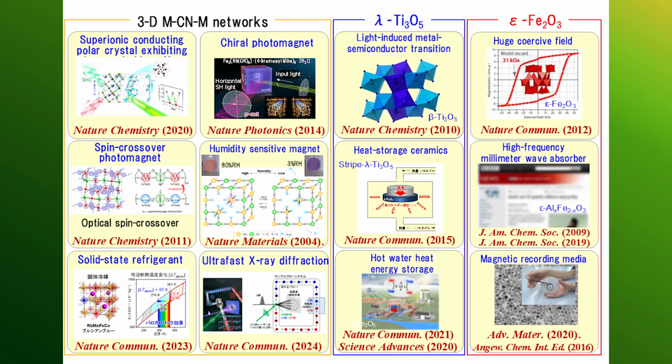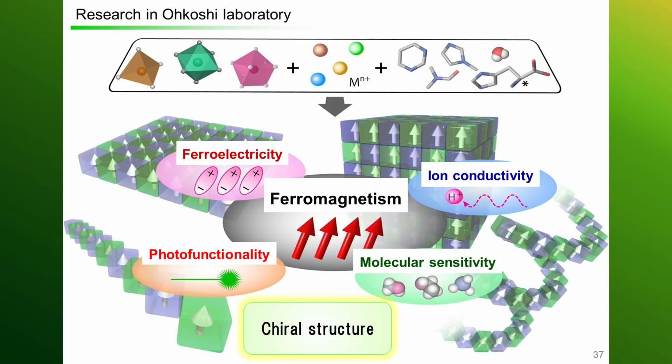Let's move on to the next topic. I will give you a quick overview of the investigated materials and then show a video on how to make them. Among several materials, I will first talk about metal complexes, which are combinations of metal ions and organic materials. We are working to design various magnets, basically focusing on magnetic properties, especially on ferromagnetism, using these metal complexes.